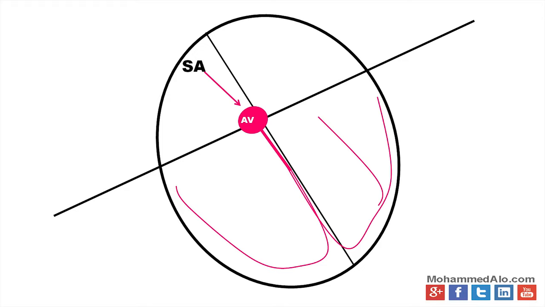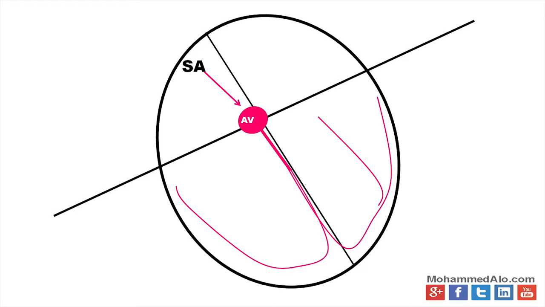But this is basically how it happens. If you draw a line here across the AV line, which I did, I draw that line straight across and I made it longer and wider than the heart. Anything above that is supraventricular. Anything below that obviously is ventricular. And we'll go through EKGs and you'll see.